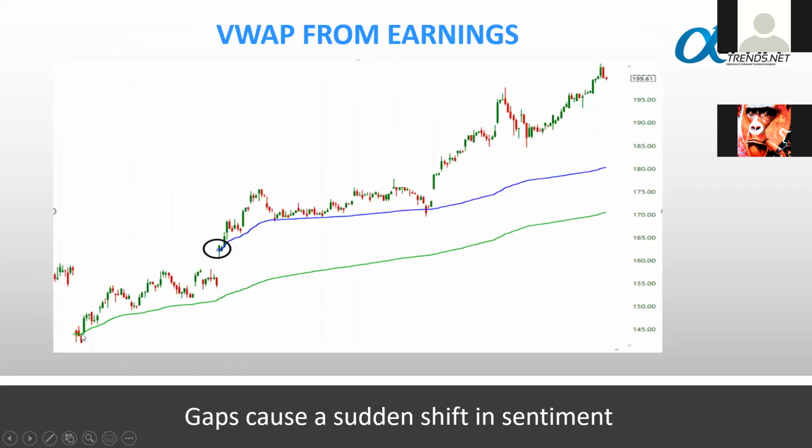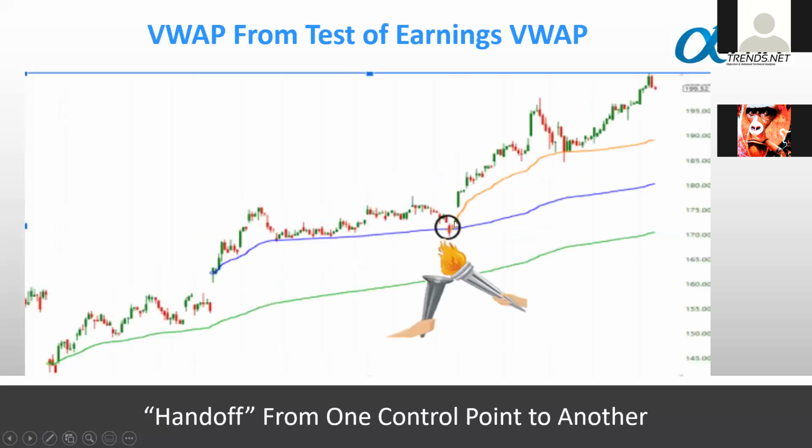So gap down, buyers regain control, and then an earnings report comes in. We anchor it to that earnings report. Look at how well the stock held. And then one day a little shakeout, and then another earnings report three months later. So we anchor it to that one. And guess what? Look at how that one became, and this is great for risk management, that again, the psychology shifted from here.